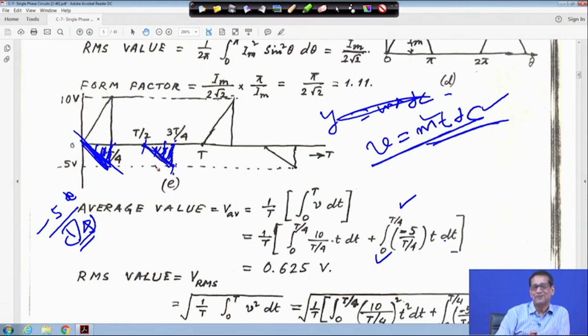I have taken this intentionally to make it understandable to you. Ultimately, if you make this one and integrate, you will get the same result. So why should I spend more time on this? I will do it directly. That's why I have written minus 5 t by 4 into t dt. This is another straight line passing through the origin, only the slope is negative.